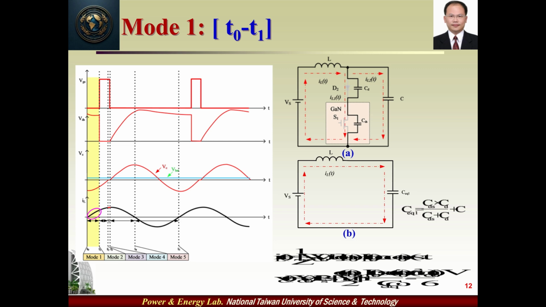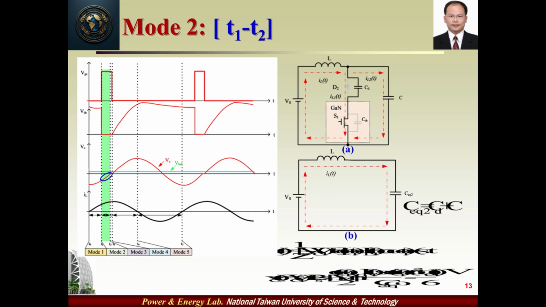In this mode, as you can see, the initial value IL(t0) equals 0. The sinusoidal load current just starts to rise and draws energy from the battery module during the positive semi-cycle. When t equals t1, the switch S1 is turned on at this moment to end this mode.